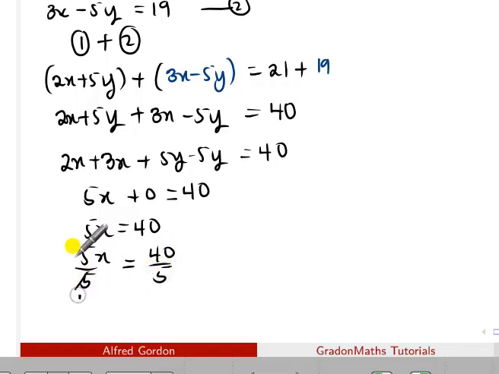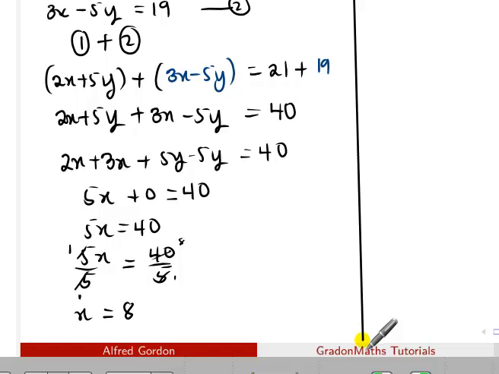So here 5 divides itself, 1 divides that 1. We have x is equal to 40 divided by 5. That is 5 divides itself 1 and divides 40 8 times. So we have x to be 8. And this is not the end of the job. Now we have the value of x, so we need to substitute that value into one of the equations.